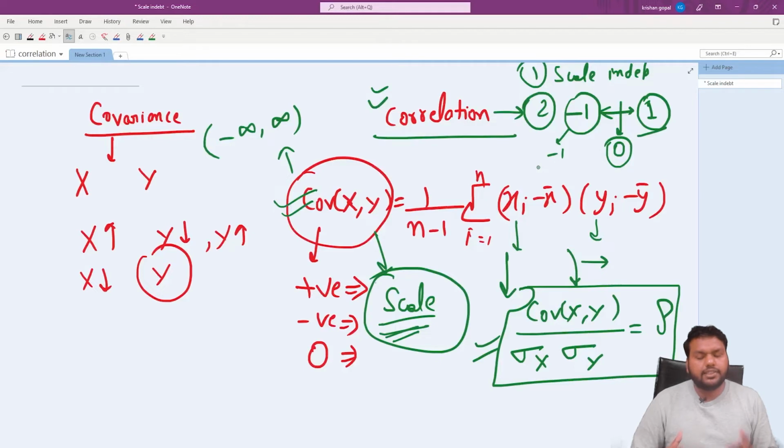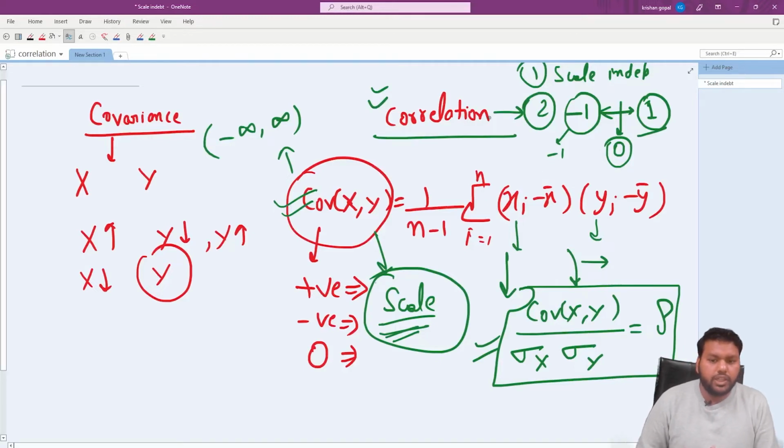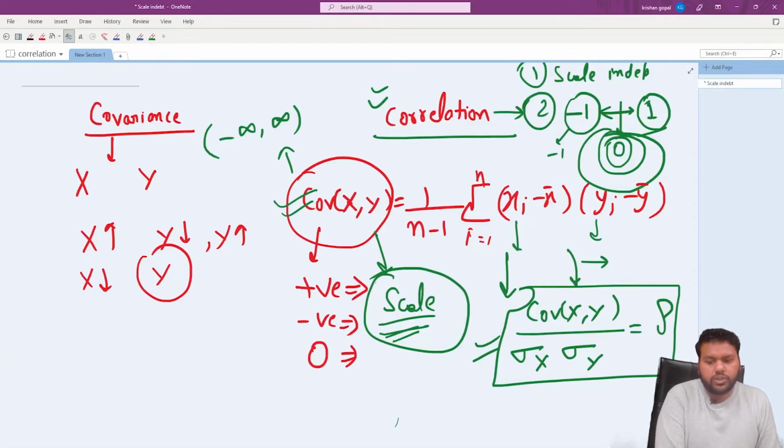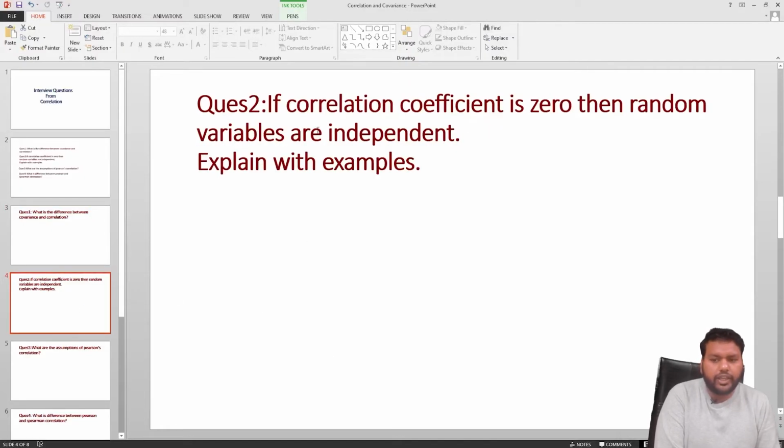But when you discuss the difference between covariance and correlation, and when you speak about these results: when the Pearson correlation coefficient tends to -1, then we have a negative correlation. When it tends to +1, then we have a positive correlation. But when the correlation coefficient is 0, then the two variables are not correlated with each other. So generally the second question interviewers mostly ask from here is: if the correlation coefficient is 0, does that mean the random variables are independent? They give you this statement and ask you to explain it with the help of an example.